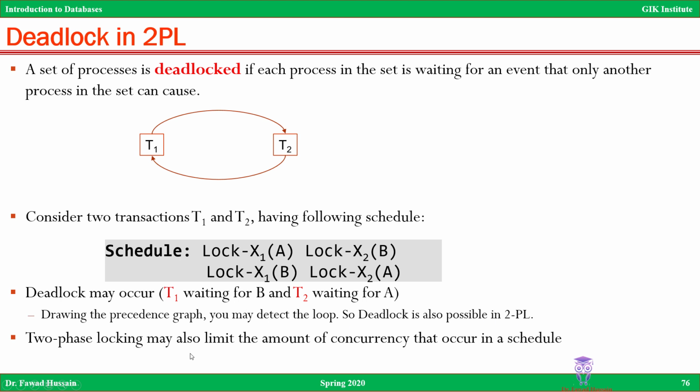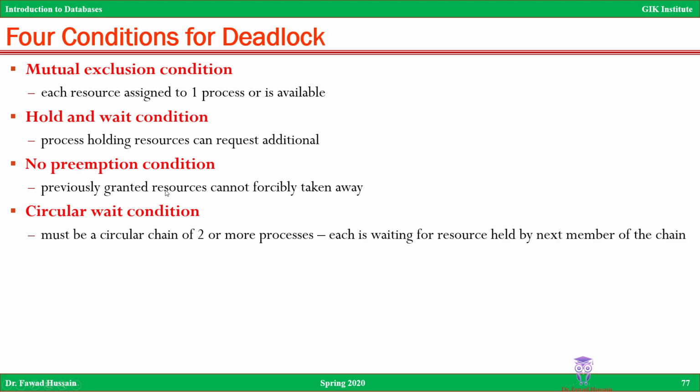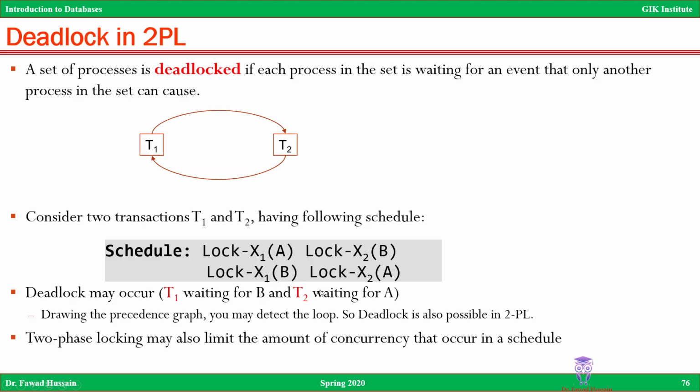Also, two-phase locking may limit the amount of concurrency that can occur in a schedule, because now you have to acquire all the locks, and then the other one is waiting because it can't have the lock. So it ensures that there is no dirty update, no lost update, no anomaly, but it means that the scheduling cannot be as concurrent as we would like it to be. So what happens if we do encounter a deadlock? How do we resolve that deadlock?